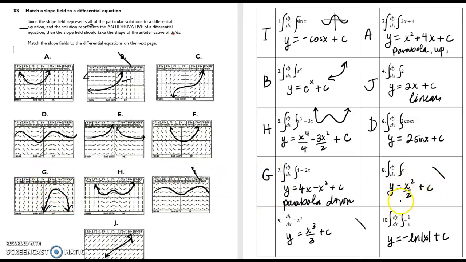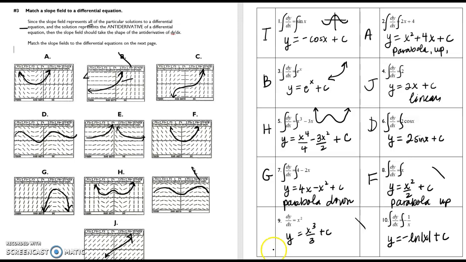x squared over 2 plus c, that's a parabola facing up. Also, because there's no single x term, I know that's going to be just the parent function shifted up, maybe stretched a little bit. And so that's symmetric to the y-axis. So that looks like F, this one right here.